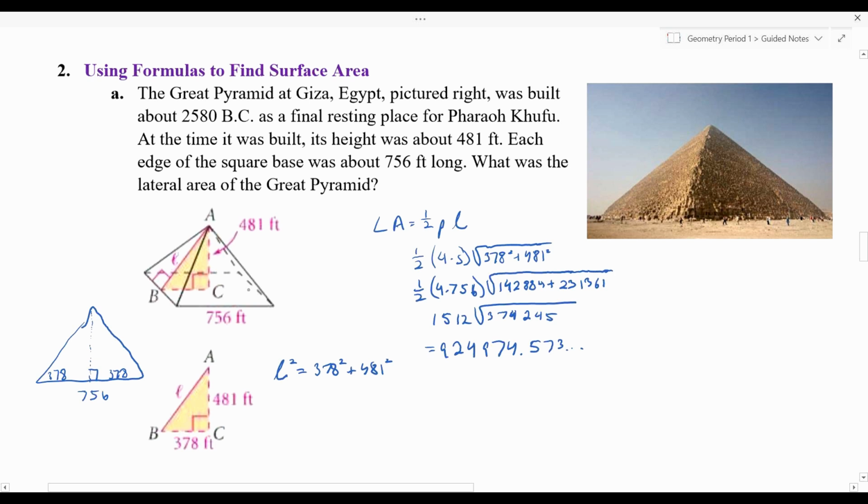Again, we only have whole numbers to work with, so we're going to round this to a whole number also. So the lateral area is going to be 924,975. Our units are all in feet, and we're dealing with area, so our units are going to be feet squared or square feet. And here we have our lateral area for the Great Pyramid at Giza. Okay, and that's how we do this one.